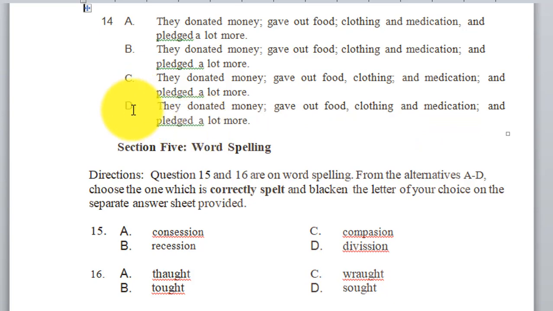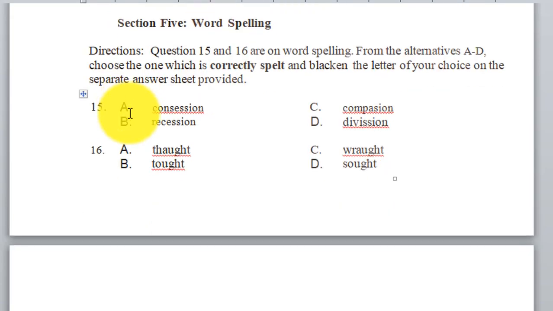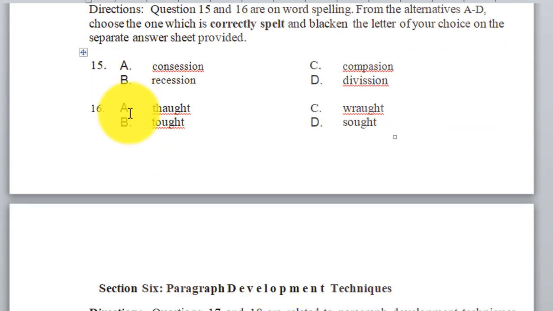Completely right. Section 5, word spelling. Actually, I don't have any fixed rules that help you to understand to write words correctly, but what I want to show here is if you pronounce the words correctly you have to just write or change into written form with correct spelling.